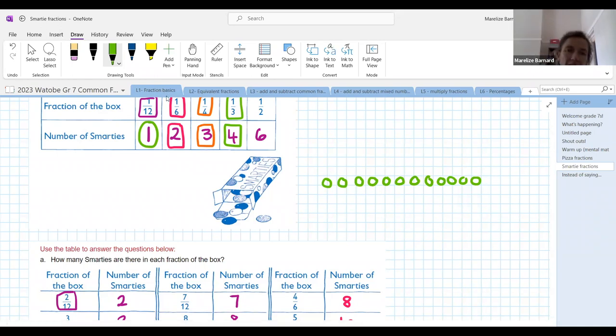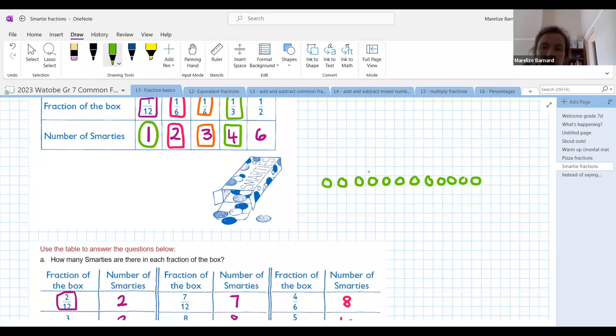Now we go and we say, right, let's take our 12 Smarties. Is that a half? Okay. Is that a quarter? No. So if it's a half, it means we're dividing our 12 Smarties between two people. And then, if it's a quarter, then we're dividing the 12 Smarties between four people. And then how many Smarties does each person get?